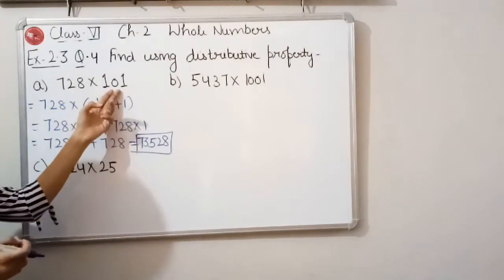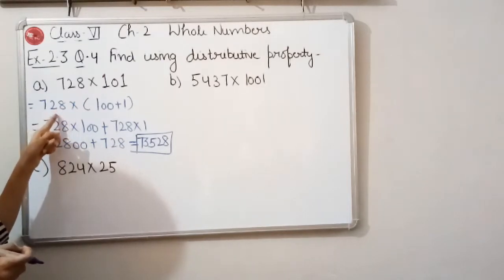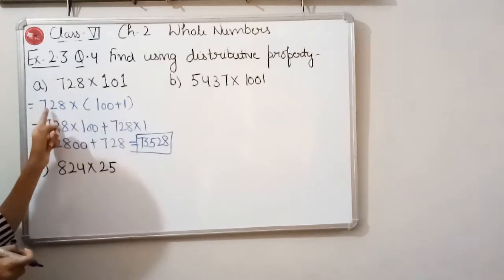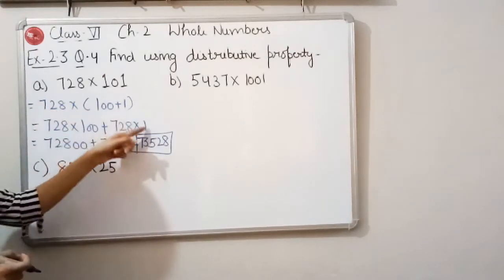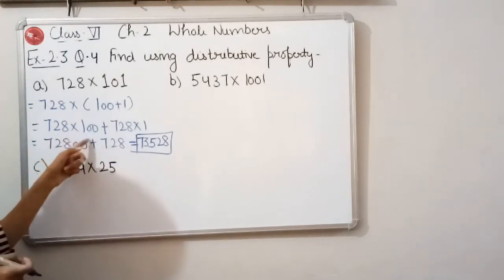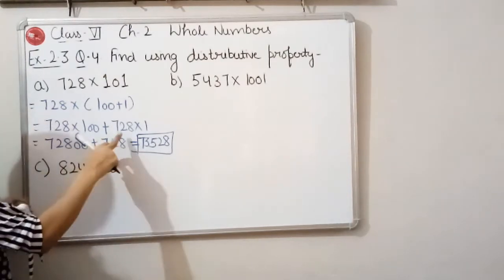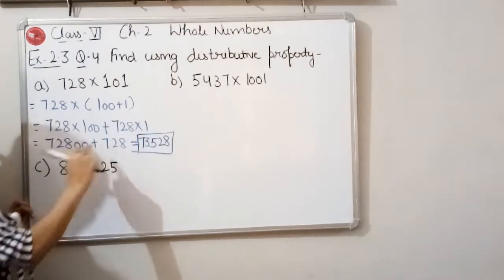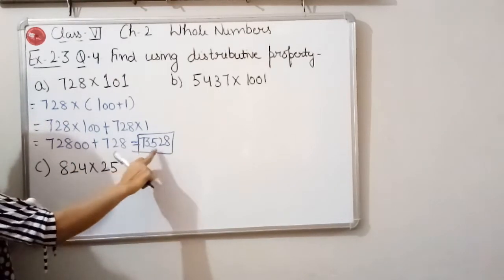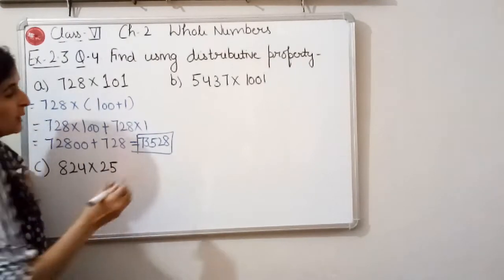We have distributed this 101, which is equal to 100 plus 1. Firstly we have multiplied this 728 by 100, plus then we have multiplied this 728 by 1. 728 multiplied by 100 means 728 and then 2 zeros, plus 728 multiplied by 1 is 728. Then we will add them together and we will get 73,528.